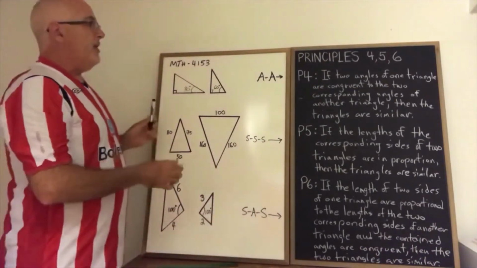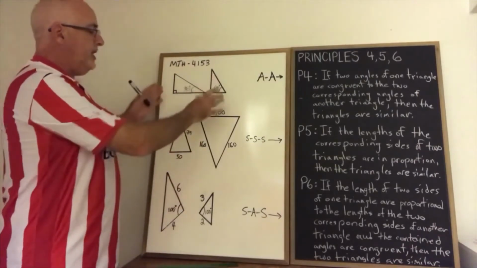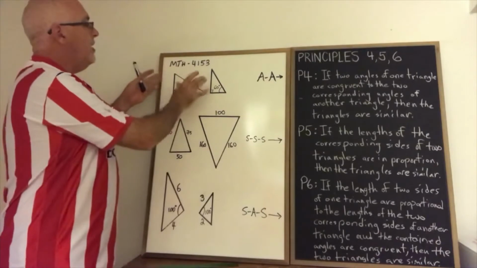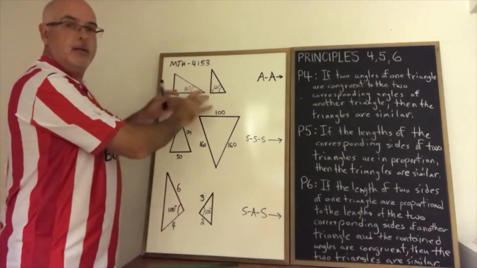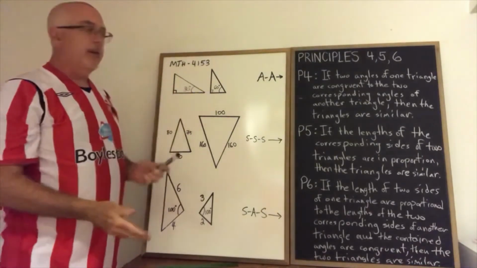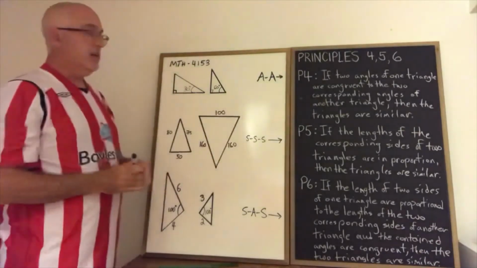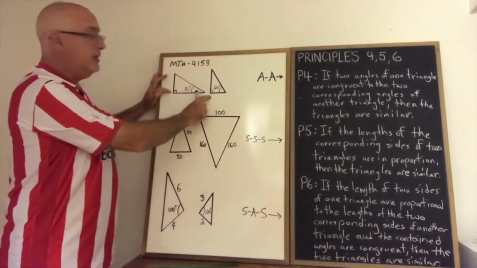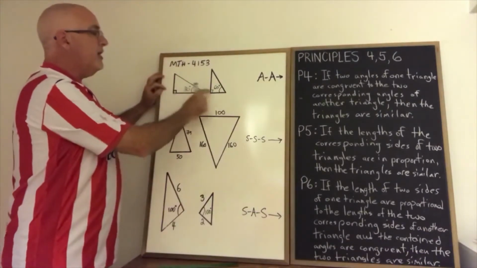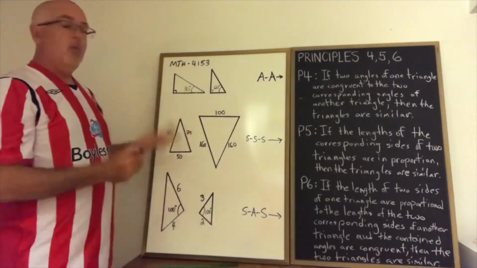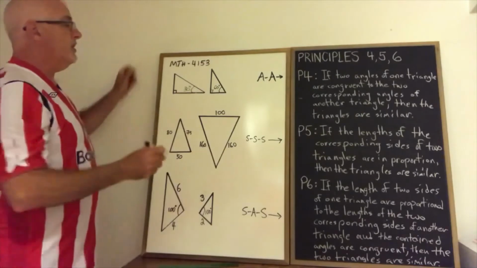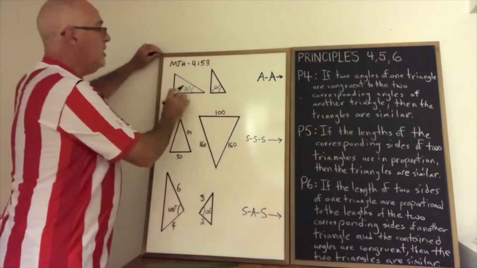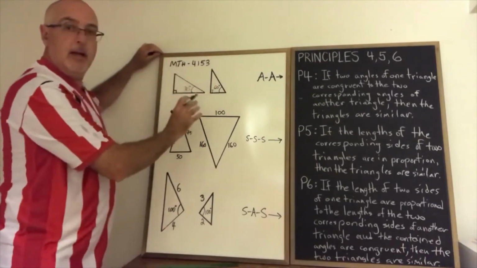What I have here are three fairly simple examples where we're being asked, are these two triangles similar? And then we need to justify our answer by using one of the principles. In the top one, both triangles have a 90-degree angle. One of them has a 30, the other has a 60. But we know that the three angles in a triangle add up to 180. So one thing that we'll do is show what the missing angles are.